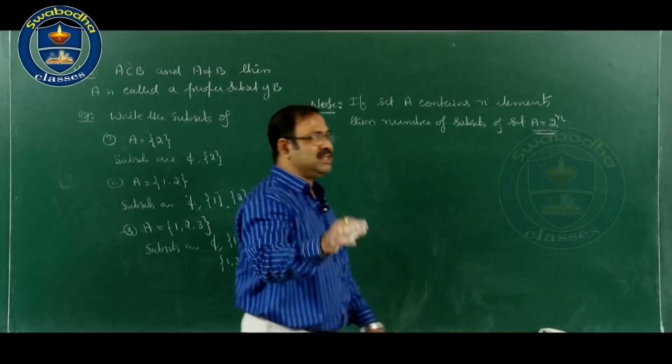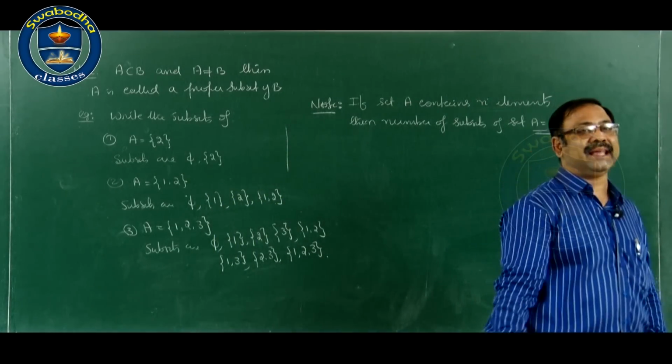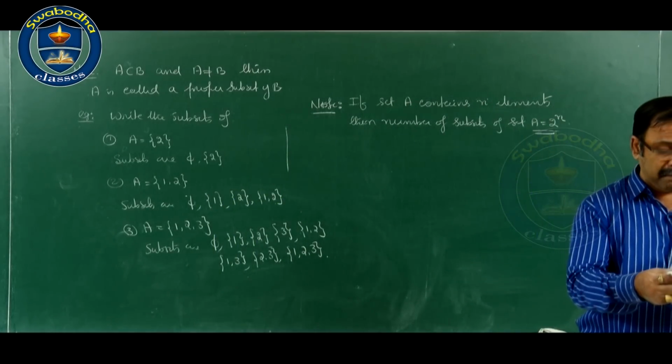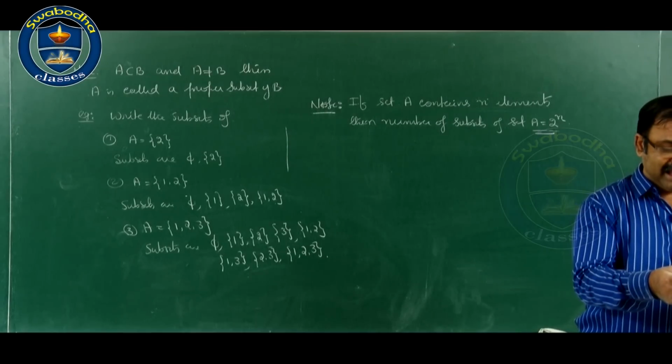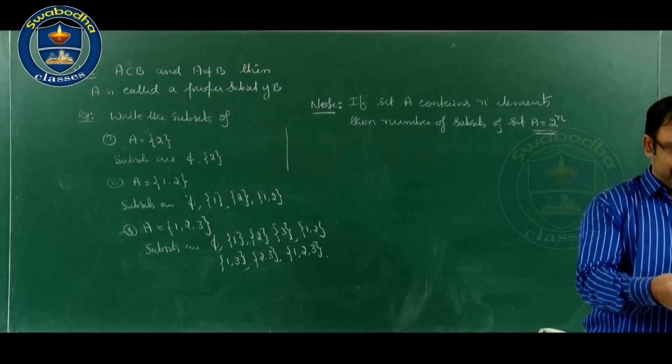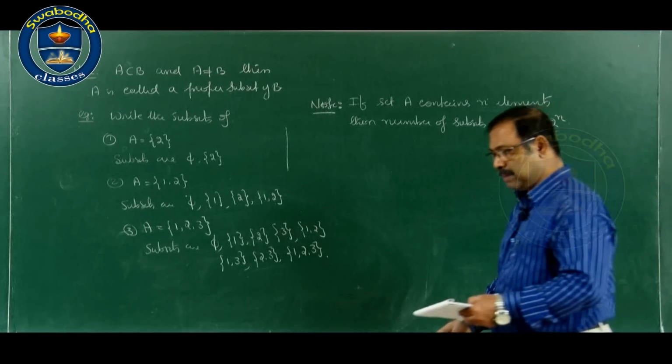So, in general, if a set A contains n elements, then the number of subsets of A is equal to 2 to the power n. Okay? 2 to the power n.